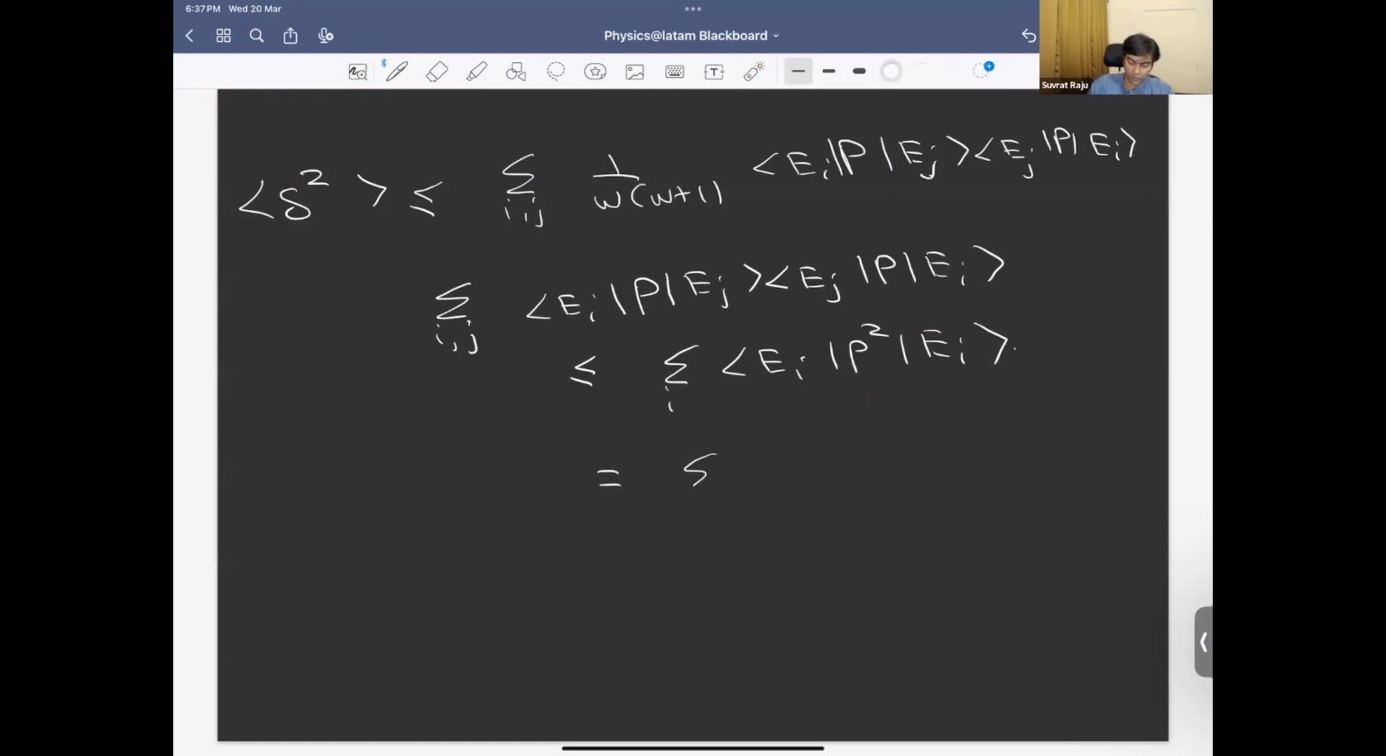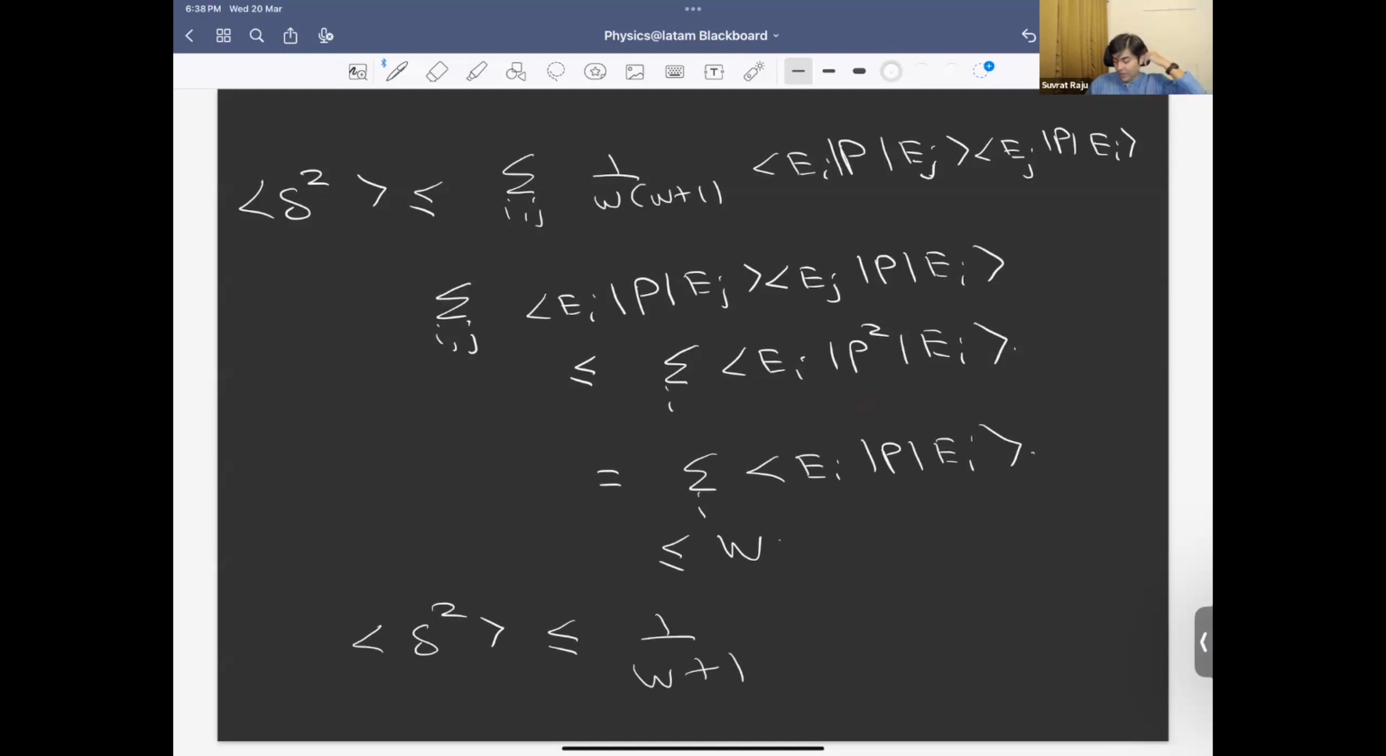So this is just equal to... not only is P a projector, because it's a projector, it can have no eigenvalue larger than 1. And therefore, this is smaller than or equal to W. Okay. What have we proved? What we've proved is that delta squared is smaller than or equal to 1 by W plus 1.